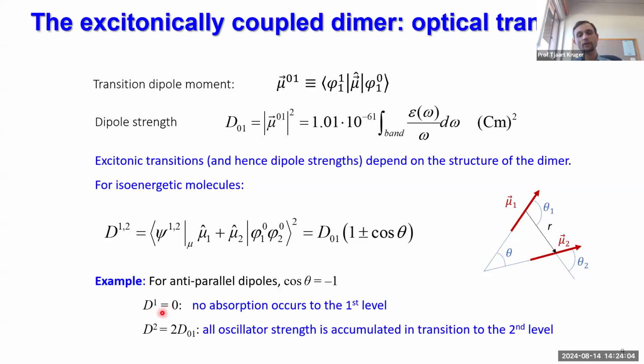This is the transition from the ground state to the first excitonic state. If the dipole strength is 0, it means that there's no oscillator strength. That is because of the anti-parallel dipoles. The dipole moments are going to cancel out completely, so they are exactly out of phase and cancel each other out. No oscillator strength, no absorption from the ground state to the first exciton level. But D2 has all the oscillator strength. So all the oscillator strength is now accumulated in the transition from the ground state to the second level.